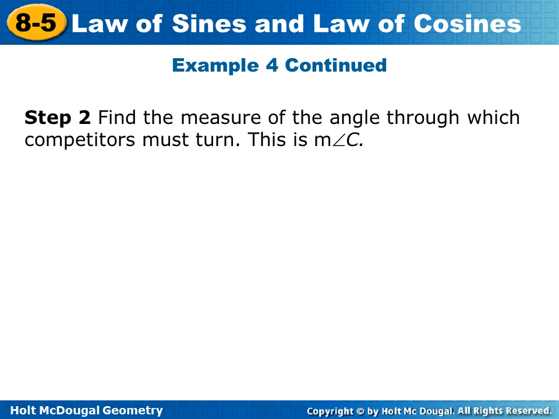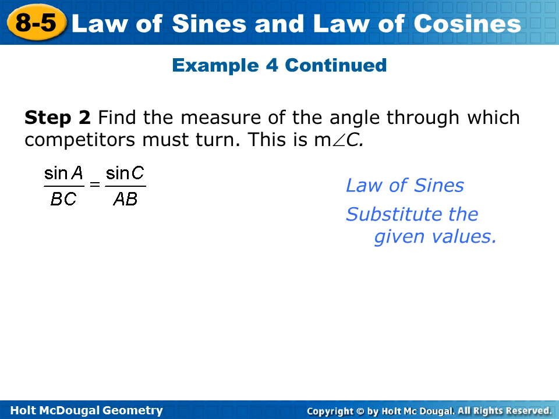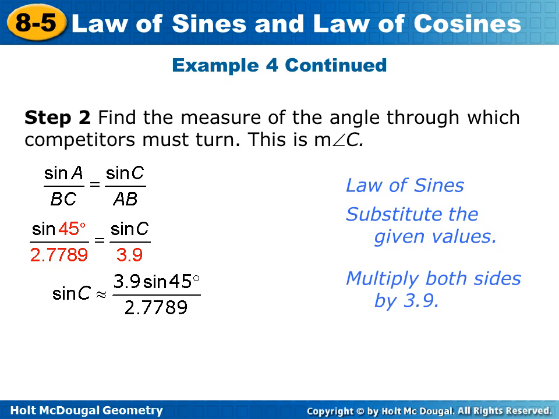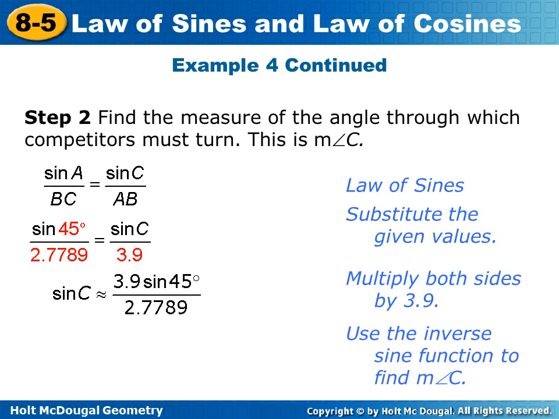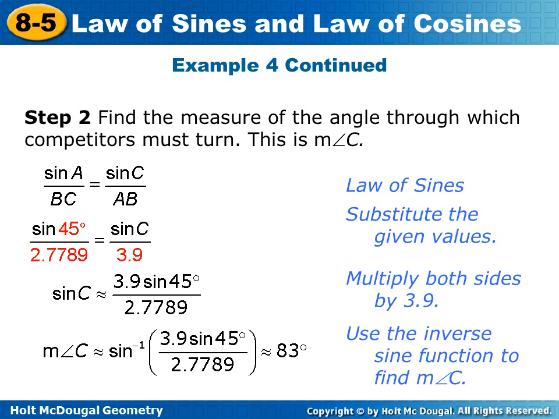Now we can find the measure of the angle through which the competitors must turn. This is the measure of angle C. For this, you can use the law of sines and substitute the values that we know. We know sine of 45 is opposite 2.7789, and sine C, which we don't know what angle C is, but we know that angle C is opposite 3.9. We multiply both sides by 3.9, plug that into our calculator, and find that our angle is equal to approximately 83 degrees.